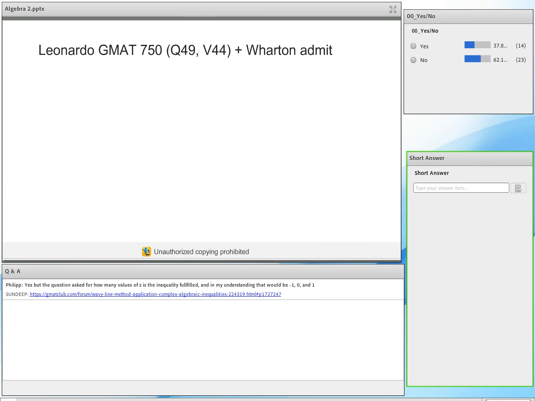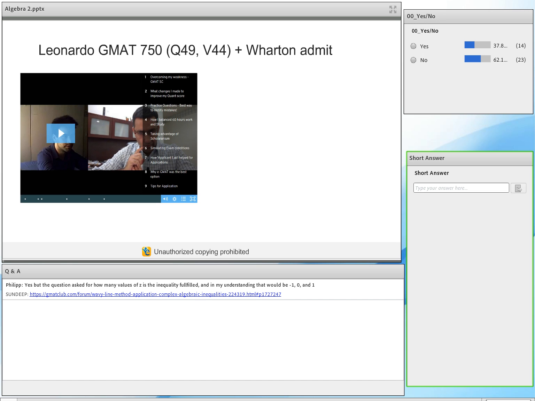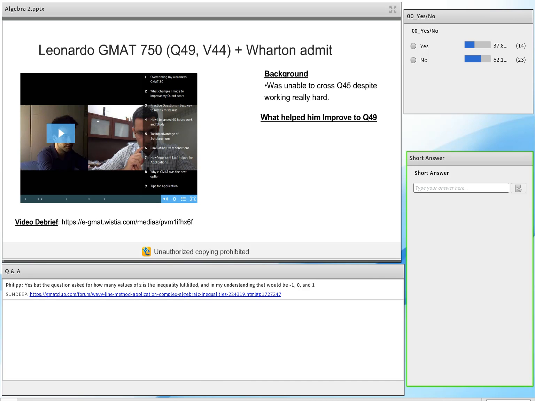The next success story is of Leonardo, who was someone who was not excellent in GMAT quant and was stuck at Q45 despite trying really hard. He needed a high quant score because he wanted to apply to finance focused schools such as NYU, Wharton, as well as schools such as Tepper. To improve beyond Q45, he adopted a methodical approach.